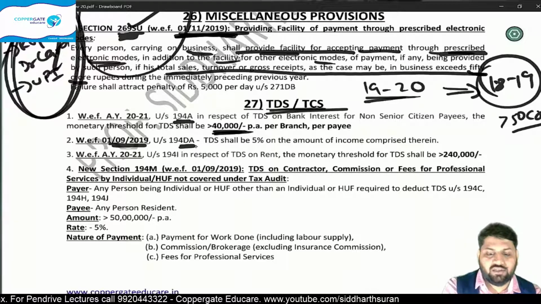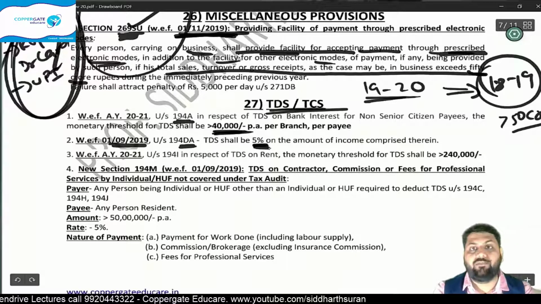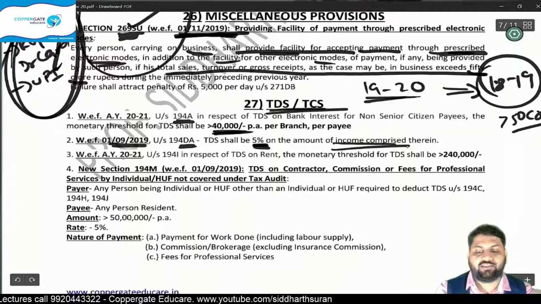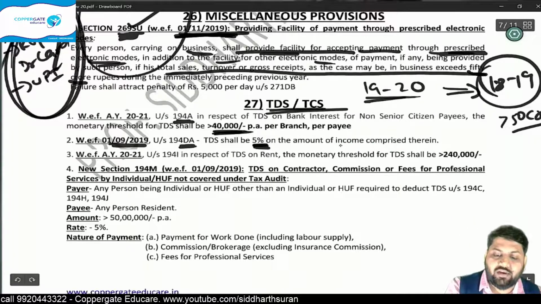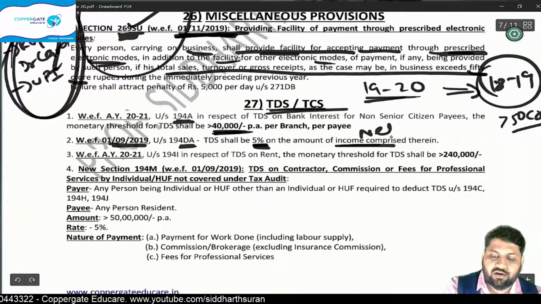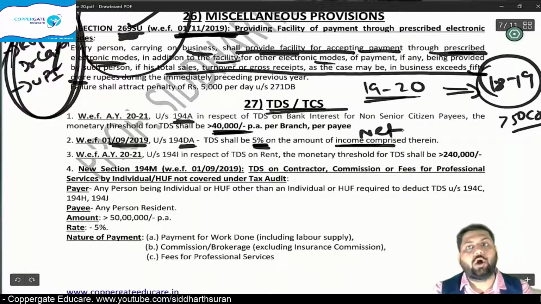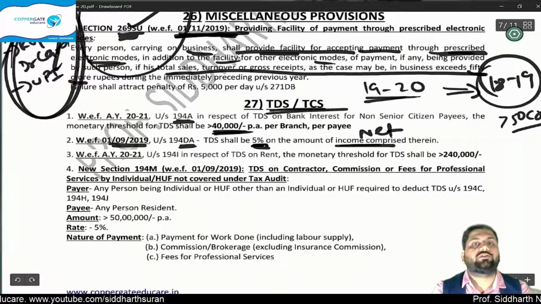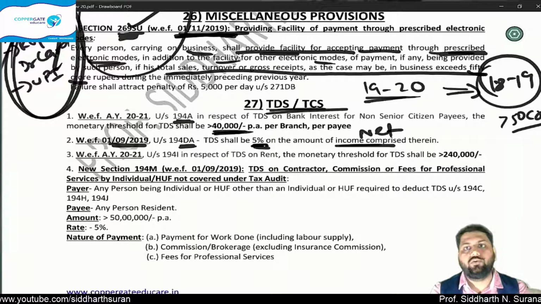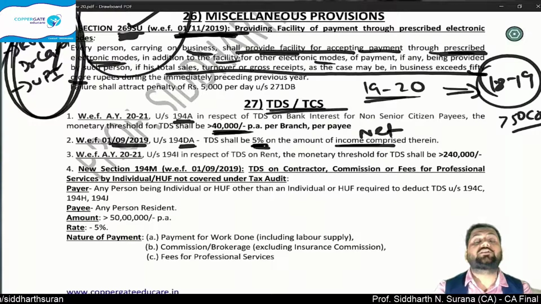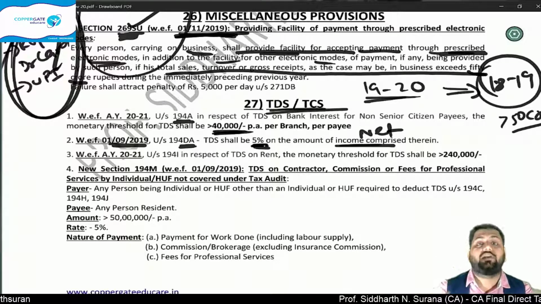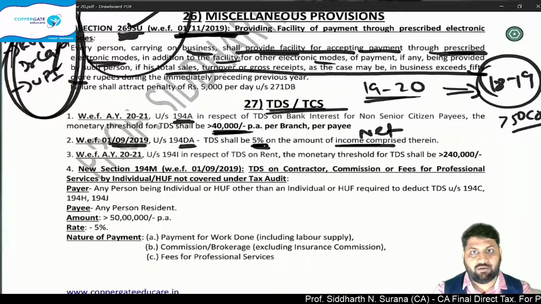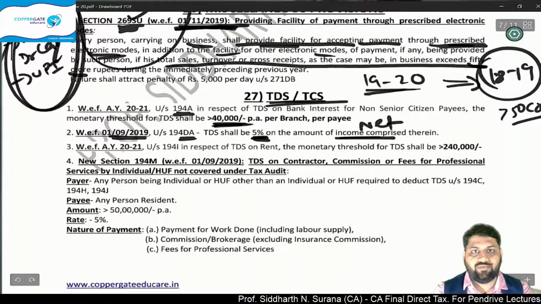So now we are changing the amount. We are saying the rate of TDS will be 5% on the amount of taxable income. So we will not deduct TDS on the gross income, we will deduct TDS on the net income, and because we are deducting TDS on the net income, we are changing the rate of TDS from the existing 1% to the new 5%. So under section 194 DA, instead of the gross amount, TDS will be deducted on the net amount of income comprised, and instead of 1%, the rate will increase to 5%.